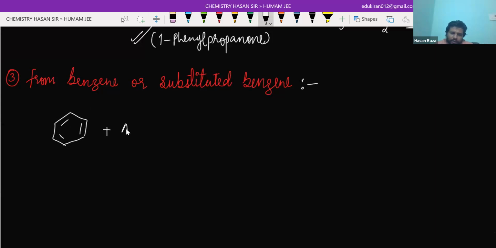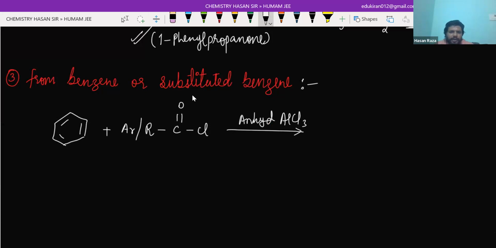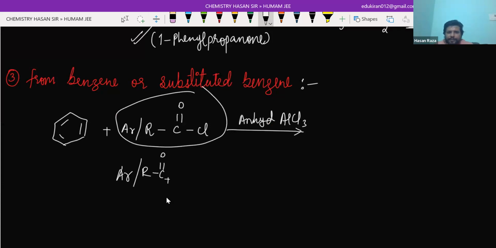And if you are going to use either ArH, that means benzene, and RC double bond OCl in the presence of anhydrous AlCl3, there will be generation of an electrophile. Like you will either get RC double bond O positive or this. At the place of R, there will be Ar. So what will be the product?